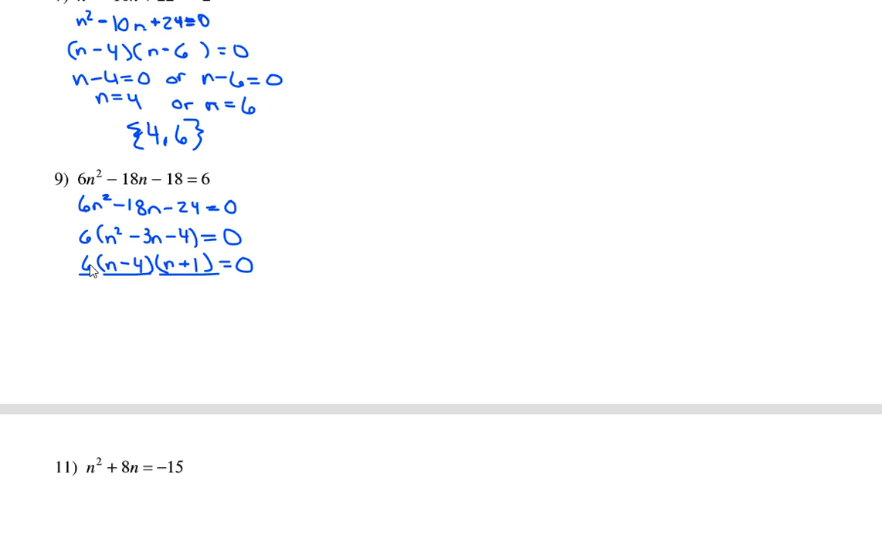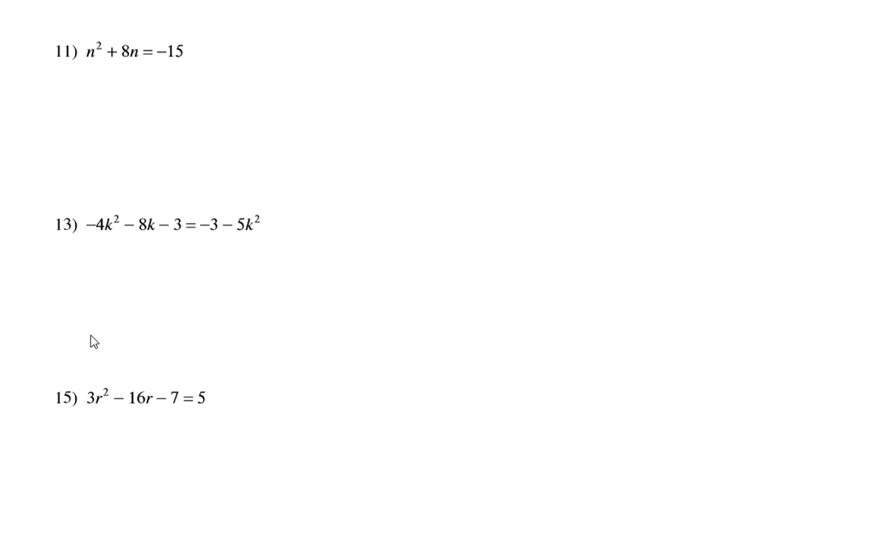But 6 will never equal 0. 6 cannot equal 0. 6 will always equal 6. So this one I don't have to consider when I'm thinking of my possible cases of factors that could equal 0. Either this factor equals 0 or n plus 1 equals 0. There's no way to make 6 equal 0. So solve these two equations. We get n equals 4 by adding 4 to the other side, or n equals negative 1 by subtracting 1 from both sides of the equation. So my two answers on this one, negative 1 or 4.